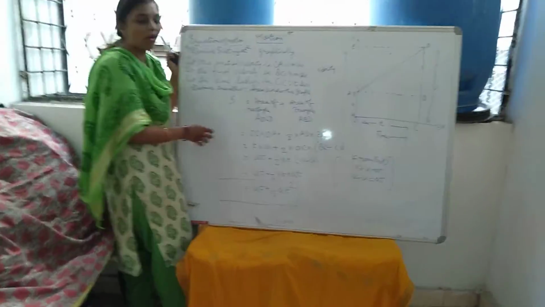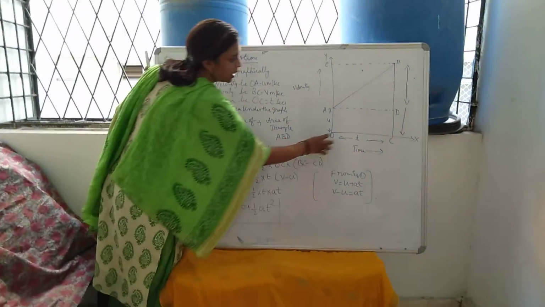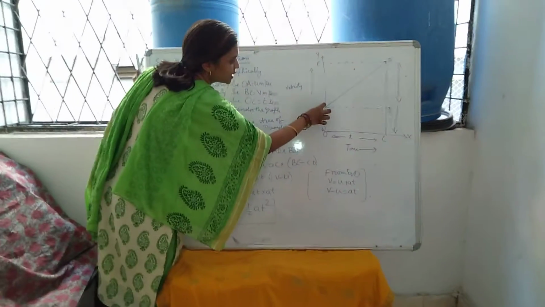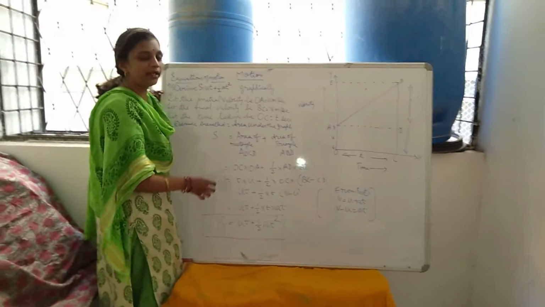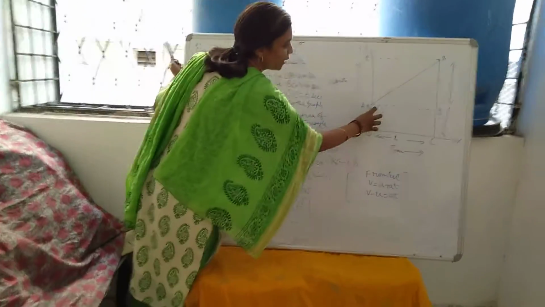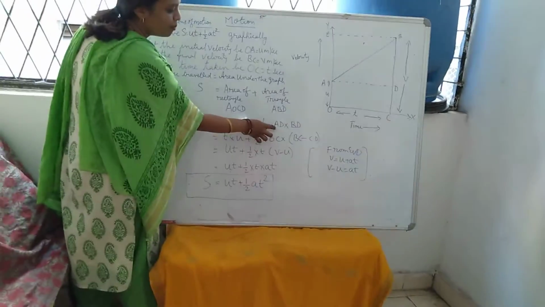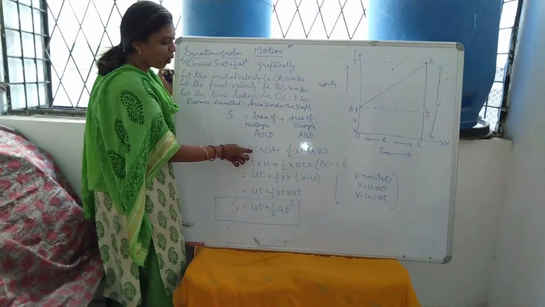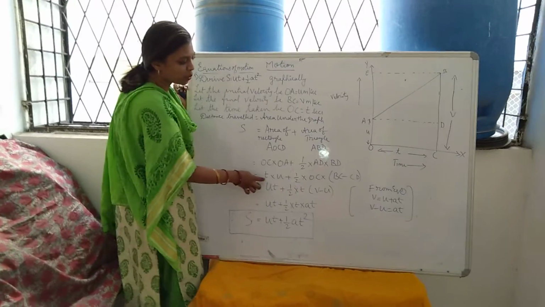Now you all know the formula of area of rectangle, length into breadth. What is the length here? OC, and breadth is OA. OC into OA. And area of the triangle is half base into height. What is the base of the triangle? AD. And height is BD. So half base into height. OC you know is t and OA is u. You will substitute these values.